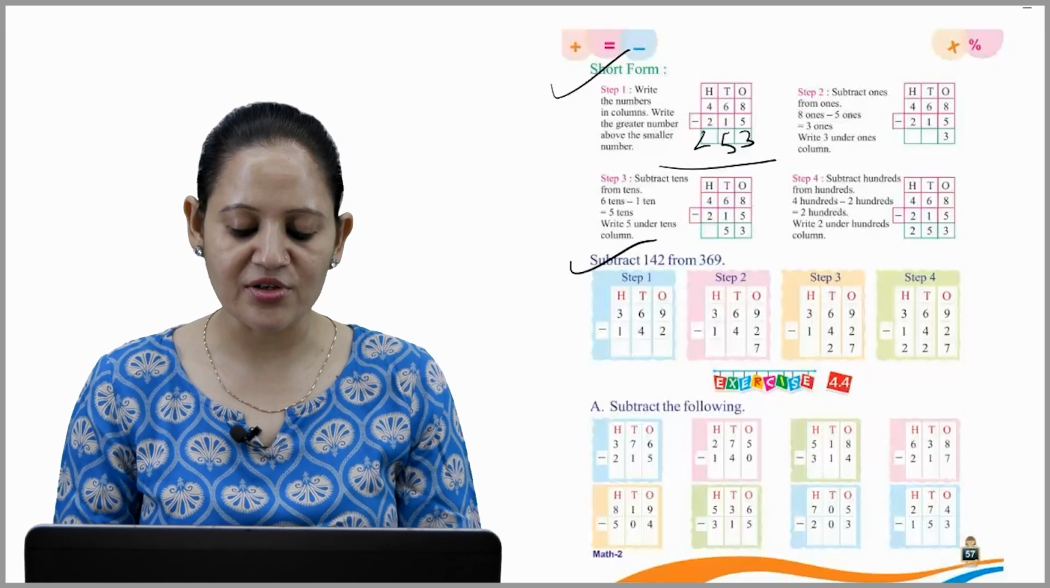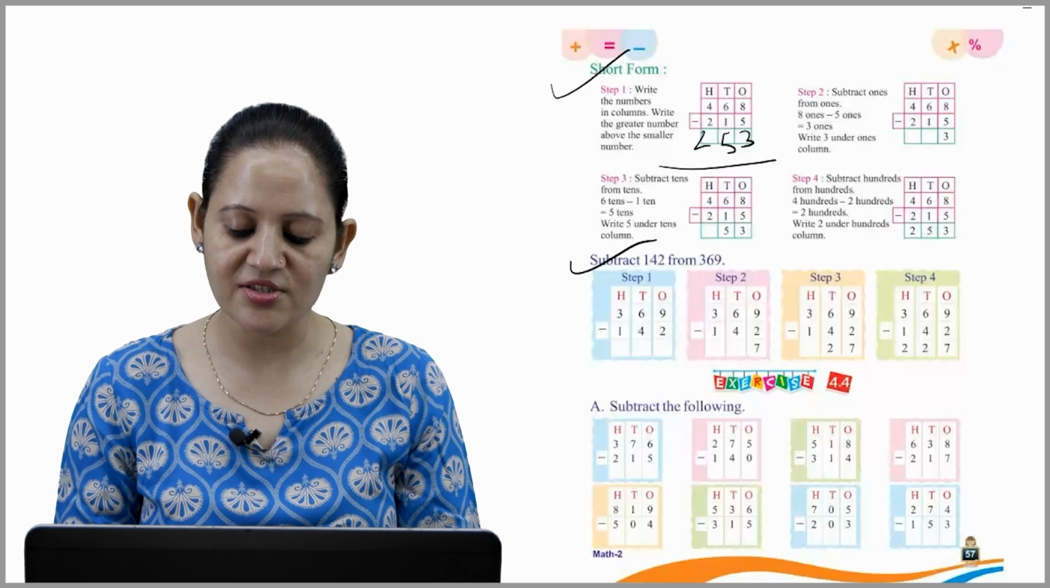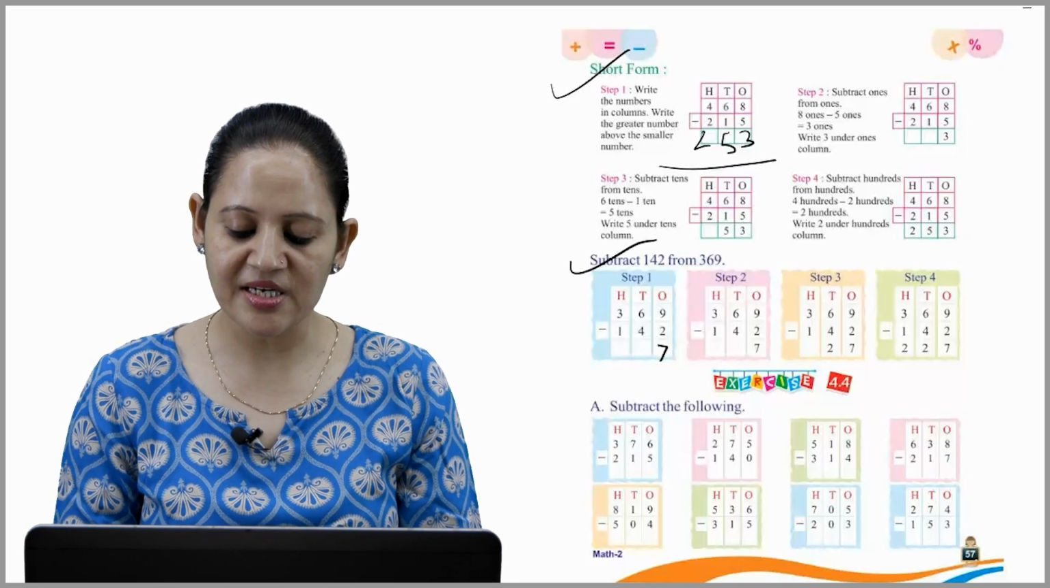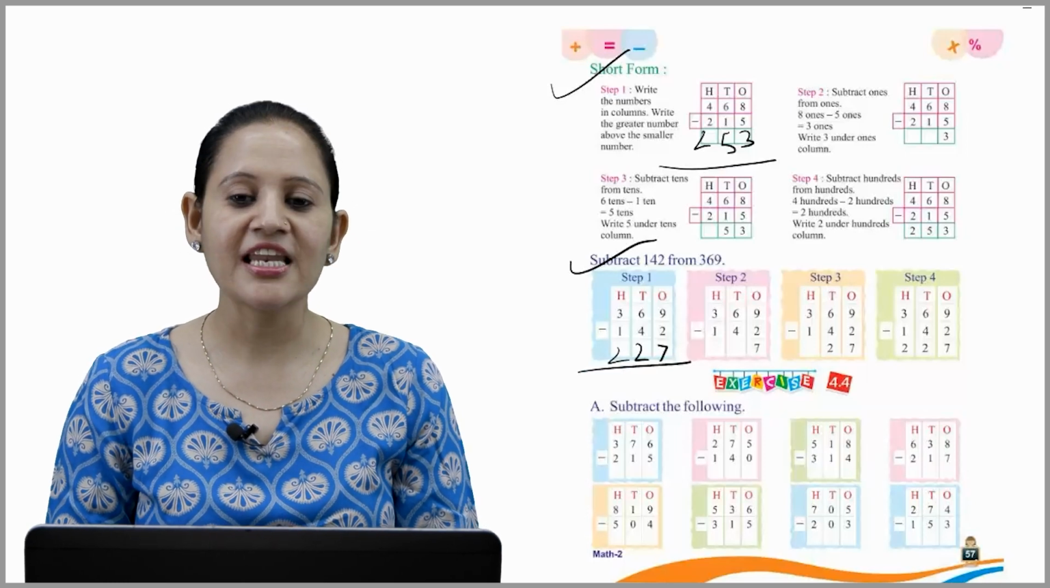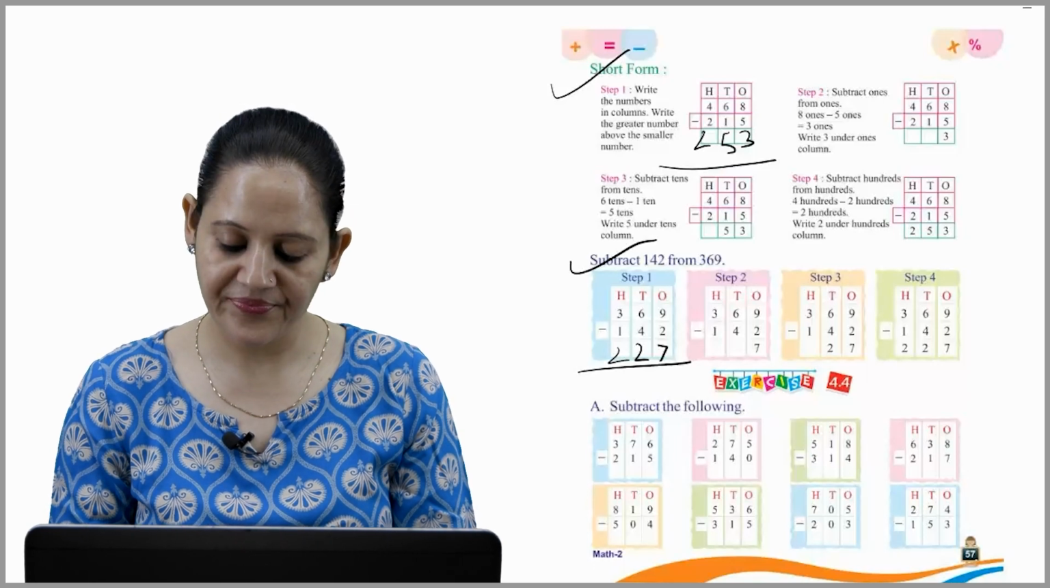369 में से 142 subtract करना है. 9 minus 2, that is 7. 6 minus 4, that is 2. 3 minus 1, that is 2. So, difference is 227. Next is exercise 4.4.